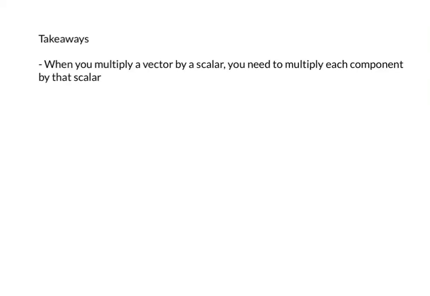Okay, so as always, we're going to end our video by talking about takeaways. So the main takeaway here is that when you multiply a vector by a scalar, you need to multiply each component by that scalar. So your x component is multiplied by that scalar, your y component is multiplied by that scalar, and if you happen to have a z component, which you will not in this class, that will also be multiplied by the scalar.